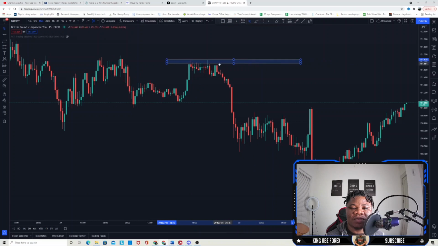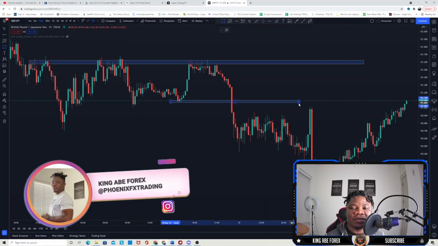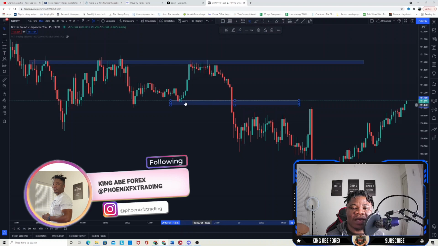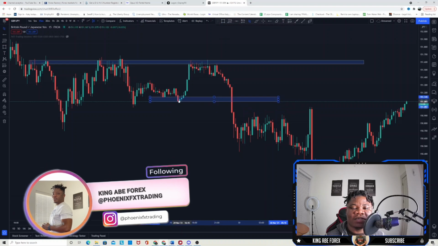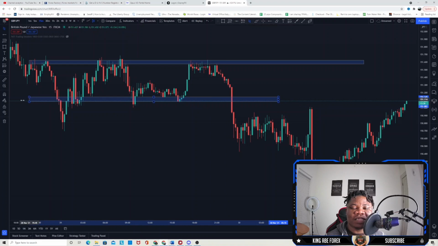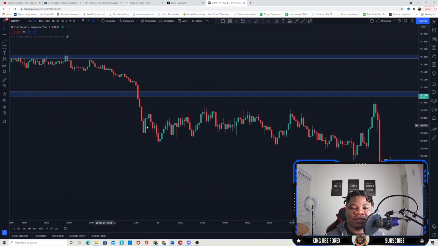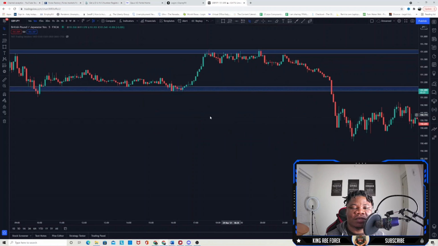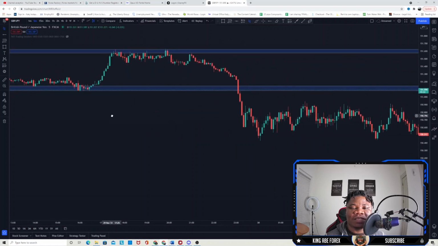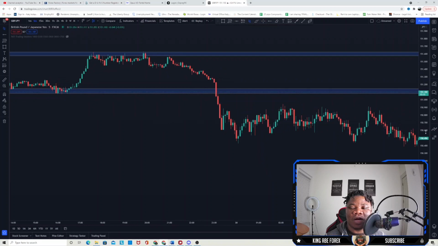So this was our previous high right there, and we have our previous low right over here. So now once you've identified your most recent highs and most recent lows, what we do is we go back to the 5-minute time frame, and we look for our entry.